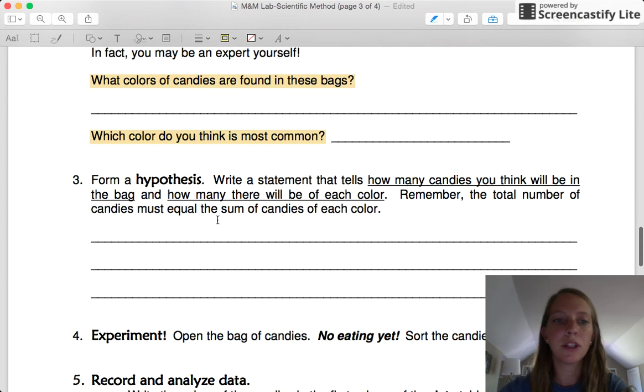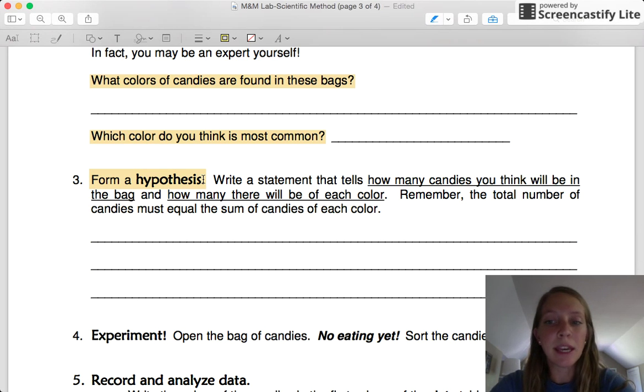The third thing you're going to do is form a hypothesis. So you're going to write a statement that tells how many candies you think will be in the bag and how many there will be of each color. So remember, the total number of candies must equal the sum, obviously, of the candies of each color.